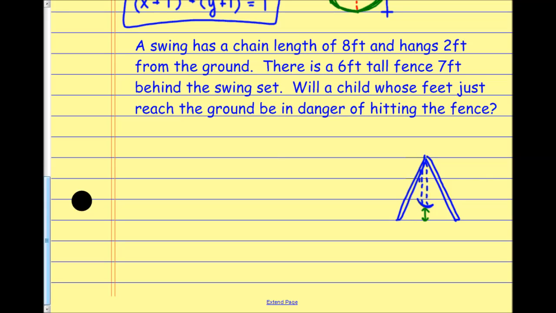And we've got a child that's sitting in this swing, so this child's feet are going to scrape the ground. And then I have a fence that's behind this thing. So if I draw my fence, I've got a 6-foot tall fence right here. And I want to know if, as I start to swing on this thing, I'm going to hit the fence. And really what I'm doing here is creating an equation that's really a circle. And so as I think about this, the chain itself right here is 8 feet. And then it's another 2 feet before we're hitting the ground.